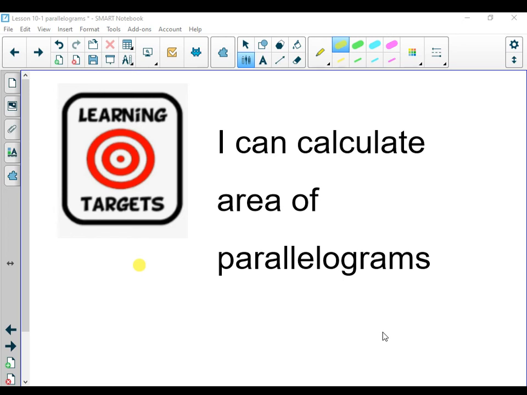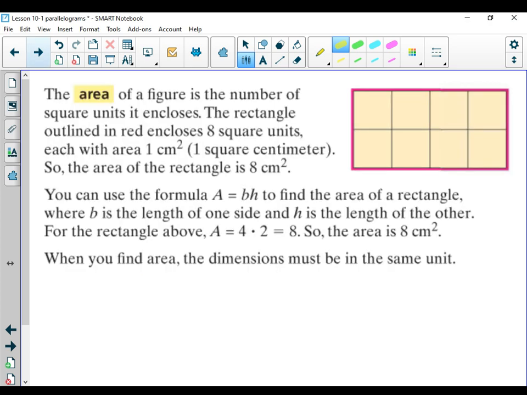So I can calculate the area of parallelograms and triangles. Those are both 6th grade standards, which is good. That gives us a little bit of review for today. So here's the first review: the area of a shape. This is the very top, the very first thing.